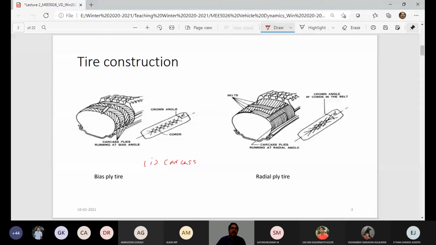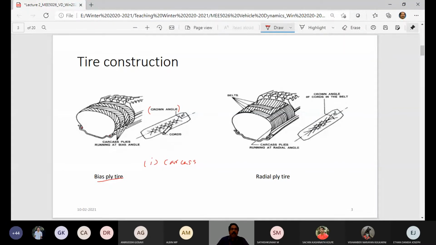So you see there is one ply, a second ply, third ply, fourth ply, like that. These plies in this bias ply tire, all together, are what is called the carcass plies. And you see these cords, which are made of some synthetic material like nylon, or it can also be metallic steel wires. They will be arranged in a particular orientation. This orientation is given by what is called the crown angle. So you see this is the top view of the tire, and there's one ply where the orientation of these cords is shown, and these cords are oriented at an angle of 40 degrees, right?